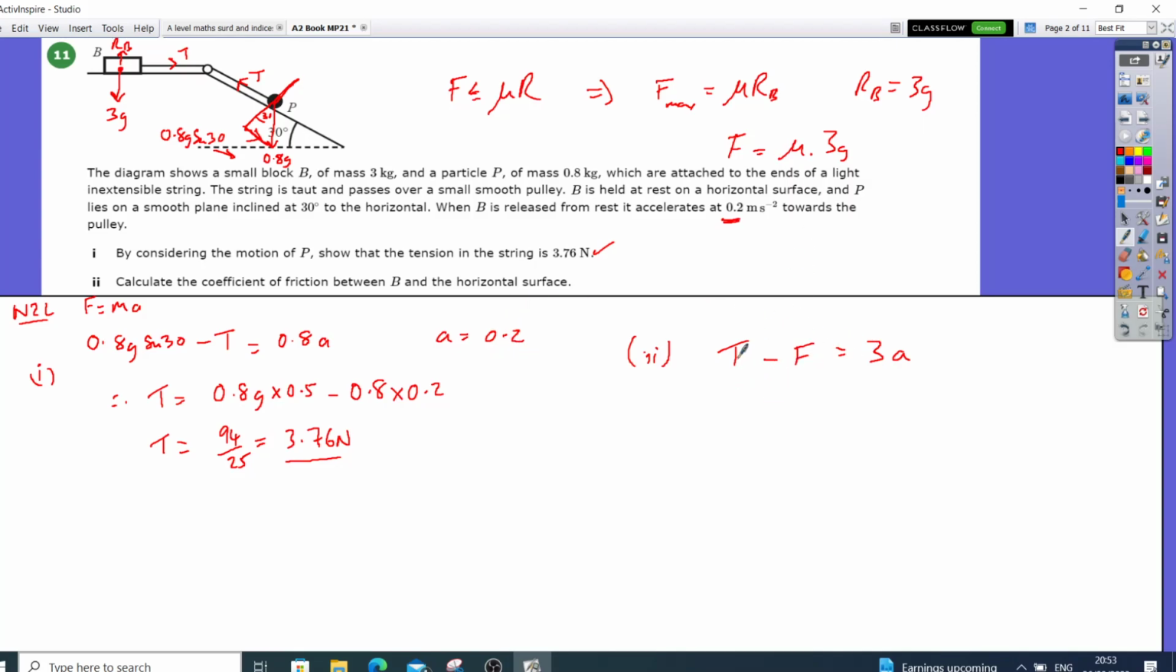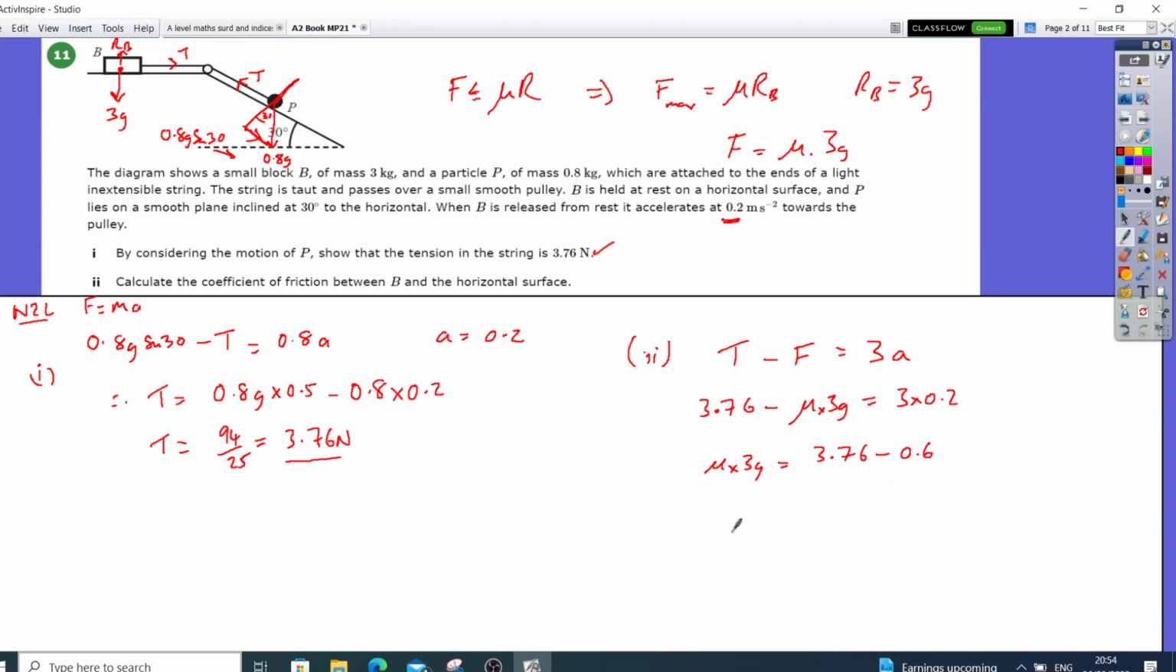Because they are connected, that a is going to be the same. Let's put all our numbers in now. Tension we know is 3.76. Friction is mu multiplied by 3g, and the acceleration, because they're connected and move at the same pace, is 0.2. So let's rearrange that: mu times 3g equals 3.76, subtract 3 times 0.2, which is 0.6.